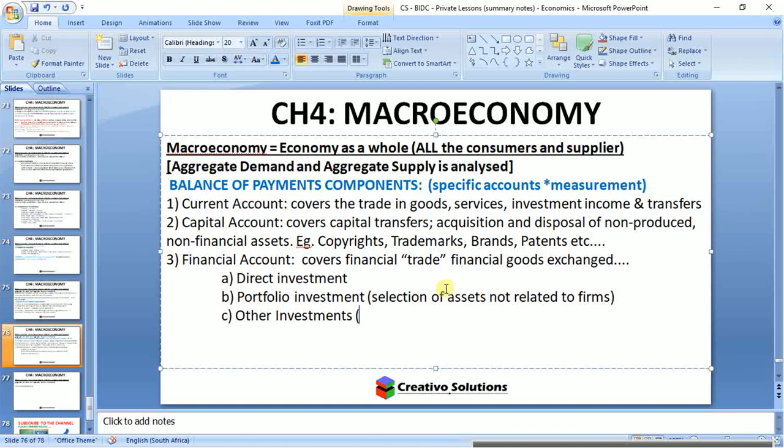They don't talk about too many here. They do give you an example here. They say bank loans and intergovernmental loans.